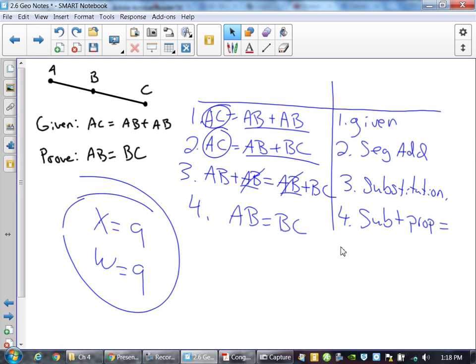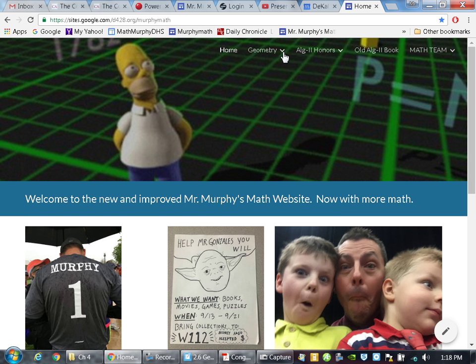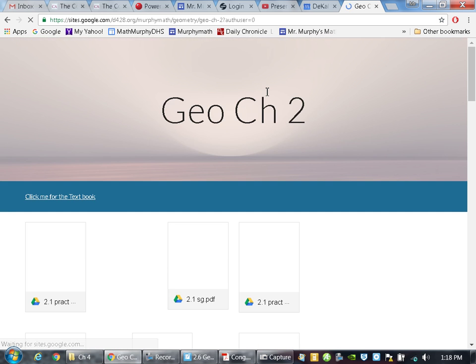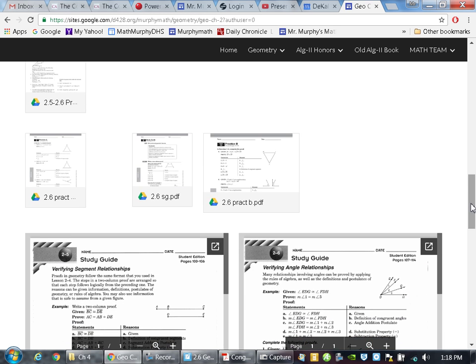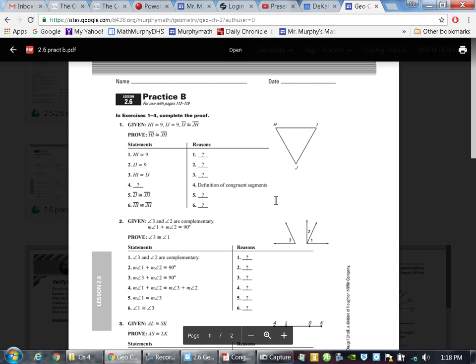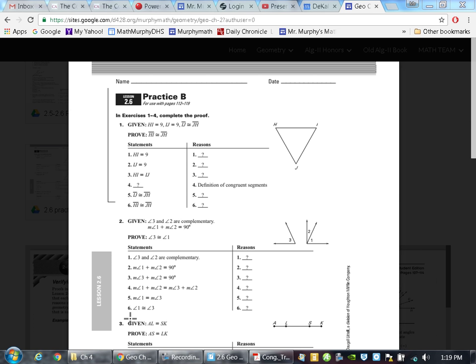Where I placed the homework for tonight: if you go to the chapter 2 tab, it's on the calendar, and I put a link on the calendar also. I want you guys to do the 2.6 practice B. I want you to do these first two fill in the blanks. All the reasons and some statements are kind of thrown in here. I want you to rewrite these two and figure out why they did what they did, using your progression sheet and your reason banks. Those two questions, okay?